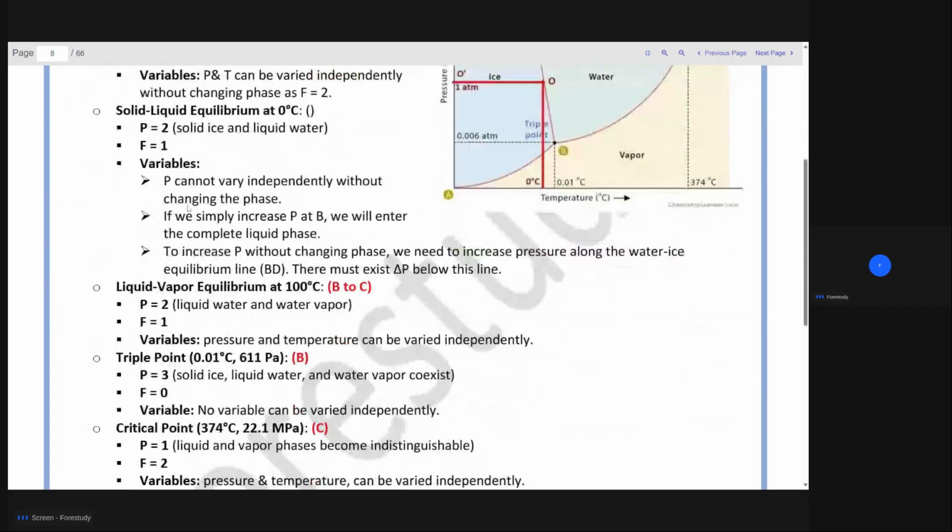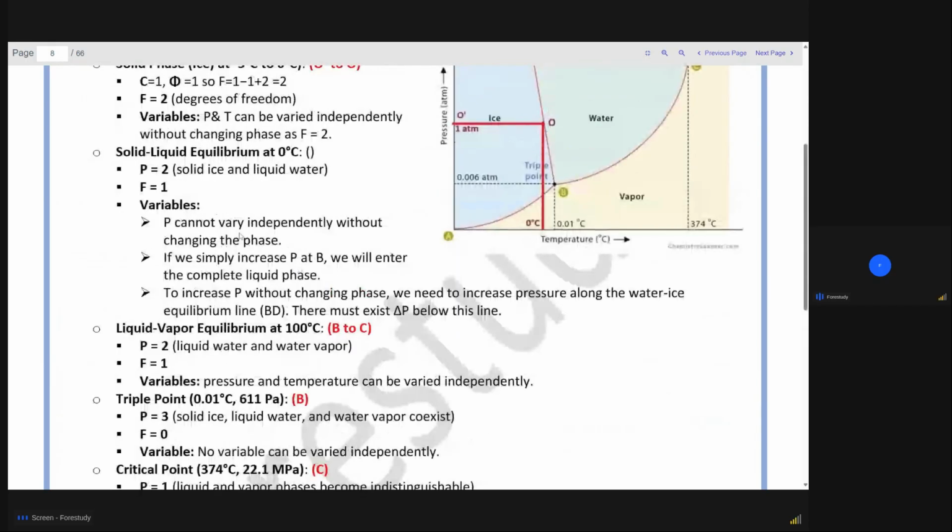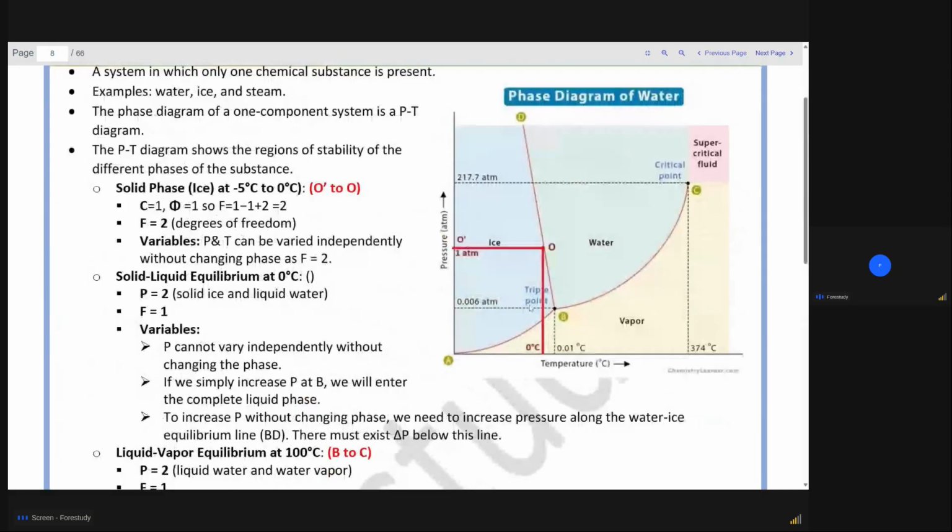So the variable P cannot vary independently without changing the phase. If you simply increase the P at B, we will enter the complete liquid phase. To increase P without changing phase, we need to increase pressure along the water-ice equilibrium line. This simply explains that anywhere there is one phase, we will have a degree of freedom of 2, and we can change pressure and temperature accordingly; they are not dependent on each other, they are independent.